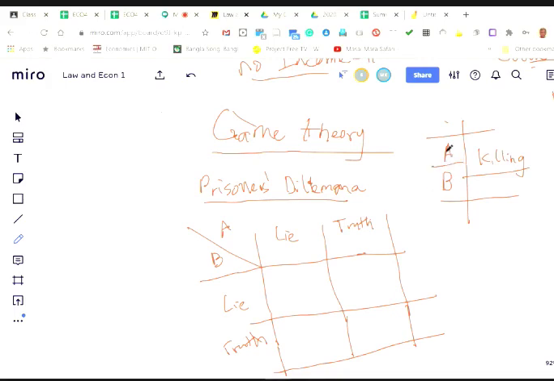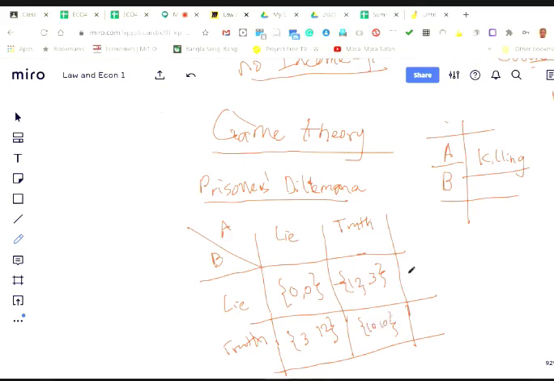If both of them lie, there is no evidence, so they get free. If one of them tells the truth, he gets a reduced punishment, and the other one, whoever lied, gets full punishment. So remember, whoever lied gets full punishment, and the truthful person gets reduced punishment because he told the truth. And if both tell the truth, they also get a punishment.